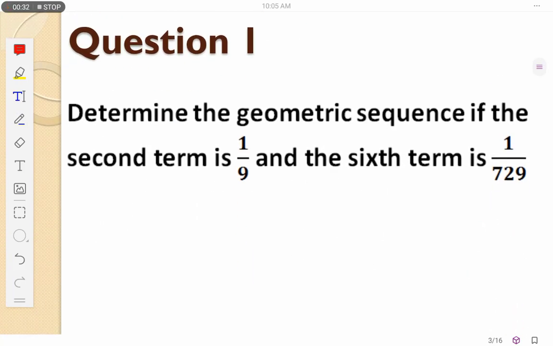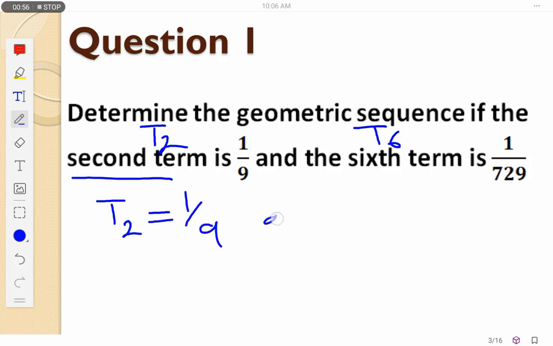The question is saying: determine the geometric sequence if the second term, T2, is 1 over 9, and the sixth term, T6, is 1 over 729. Having that, we can say T2 is equal to 1 over 9, and T6 is equal to 1 over 729. But we want to find the sequence.